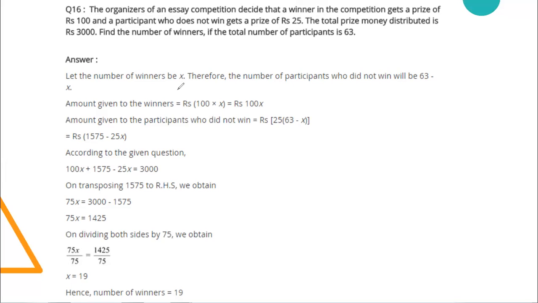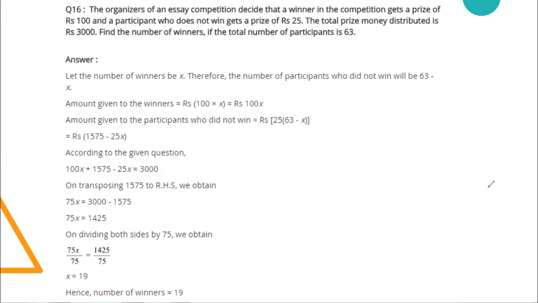Let us imagine our answer, which is winners, be x. Now, how do we find out who did not win? It's quite simple. The total minus the winners gives us who did not win. In sense, 63 minus x gives us the participants who did not win. Now, the amount given to the winners is rupees 100 per person. Now, for all winners it is multiplied by x, which gives us 100x.